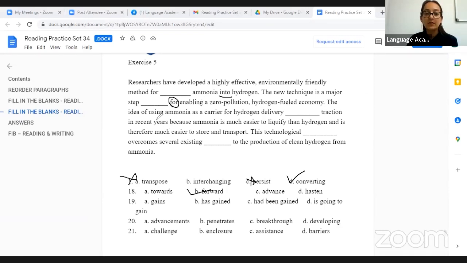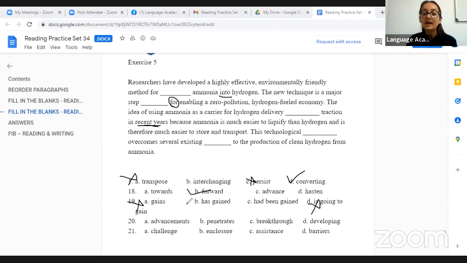The idea of using ammonia as a carrier for hydrogen delivery dash traction in recent years. So recent years means the last years, means the years which have already passed. So for years which have already passed, we cannot use simple present tense. We cannot use is going to gain, because is going to is future. So recent years means something happened in the past.